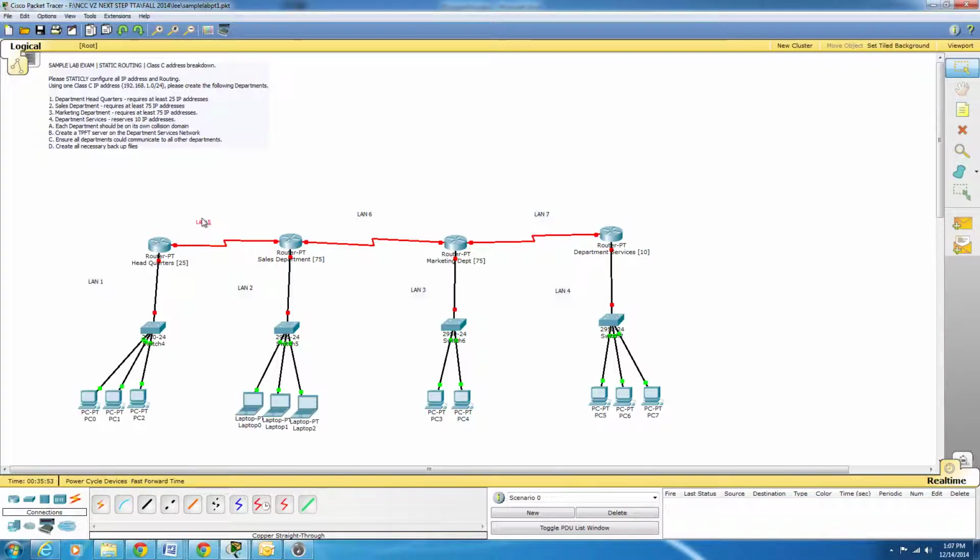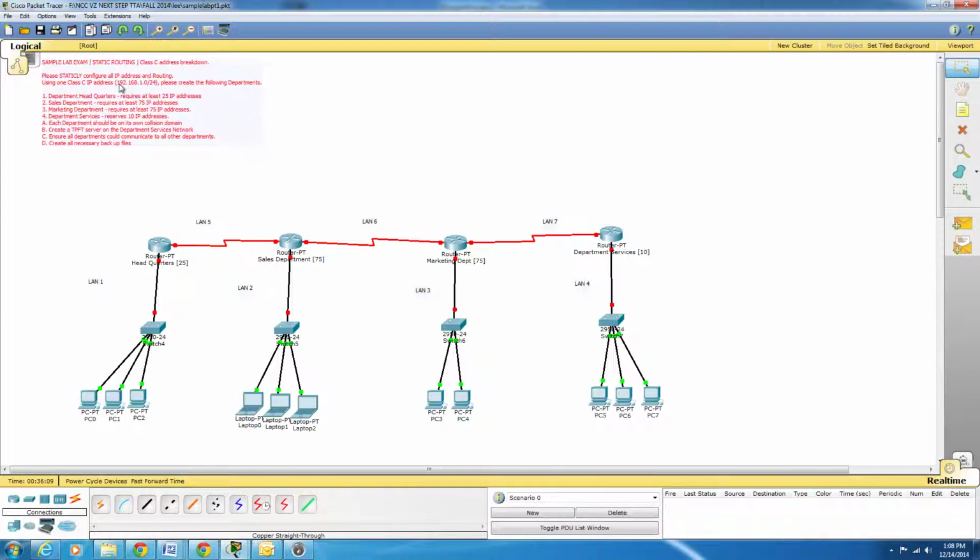Now we get to the fun part. So the fun part is to decide what IP addresses we're going to give to each of these LANs. So we know that we have one class C IP address, which is this 192.168.1.0 network, and we're going to split that up into several IP addresses. So let's review that quickly. So here we go.